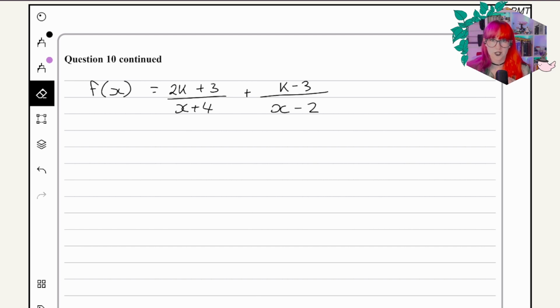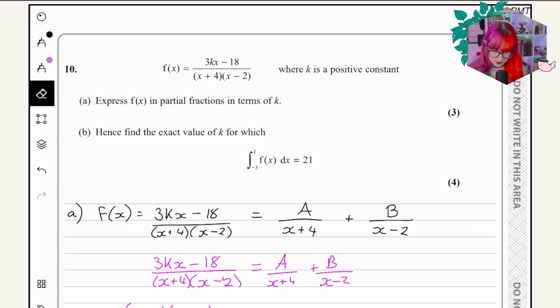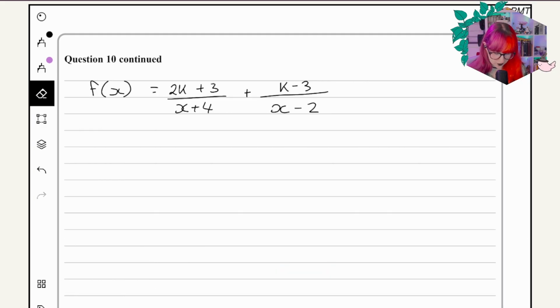Okay, so that's our expression, right? So we went from this expression where we had this mixed fraction, or fraction with a complicated denominator. Now it's in partial fractions, so it's separated out. So we had a over x plus 4, b over x minus 2, so we solve for a and b, where k is some positive constant.